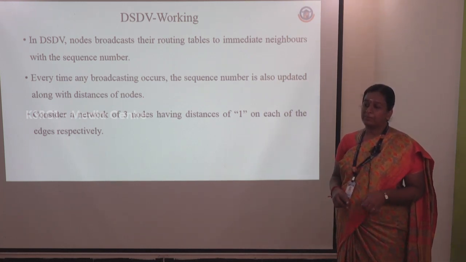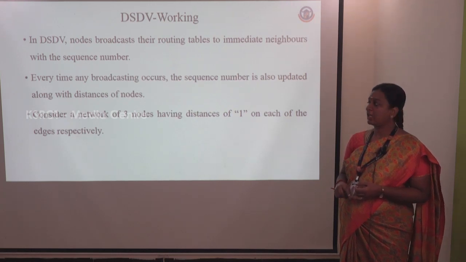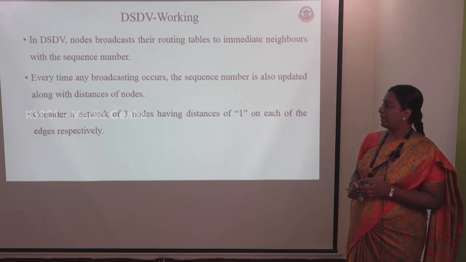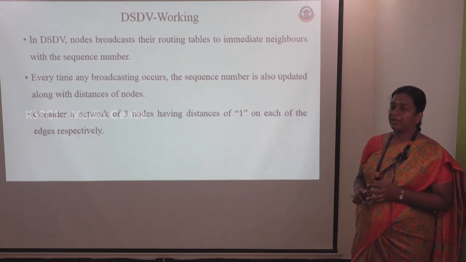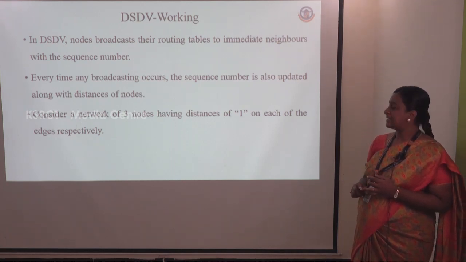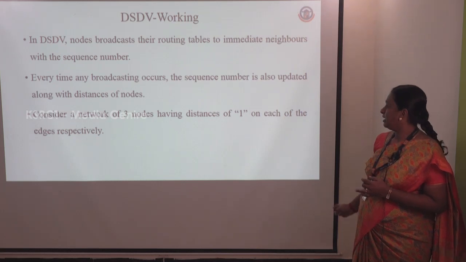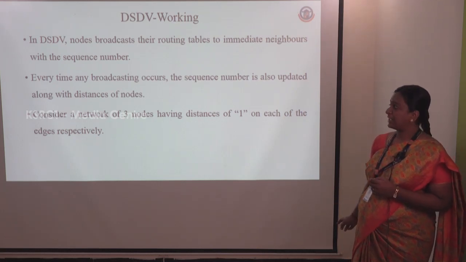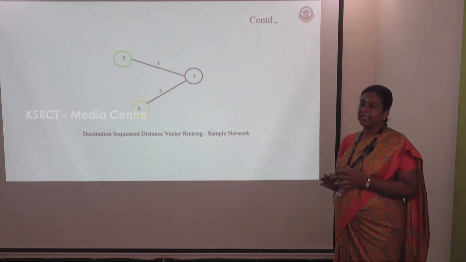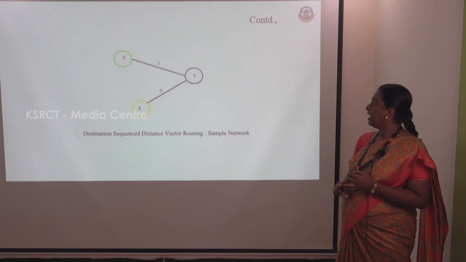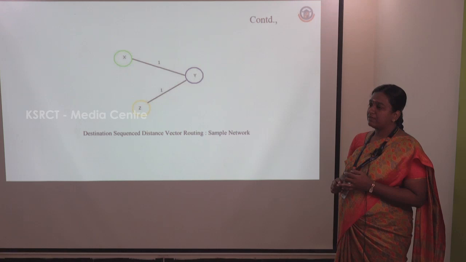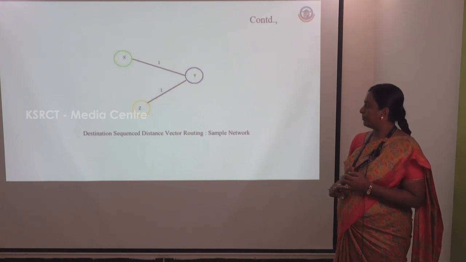So, the route table updation takes place at regular intervals of time. Here we can discuss this with an example. We are going to take a network which consists of 3 nodes, and each edge has a distance of 1. In this network we take 3 nodes called node X, Y and Z, with edges between X, Y and Z with a cost of 1.